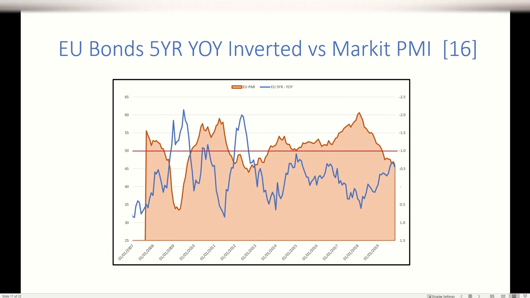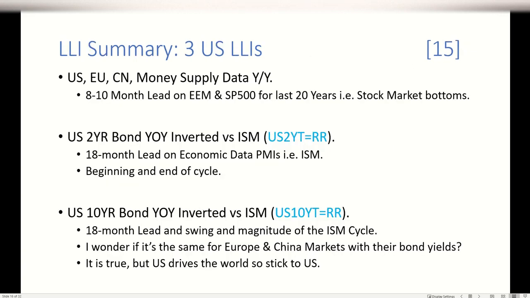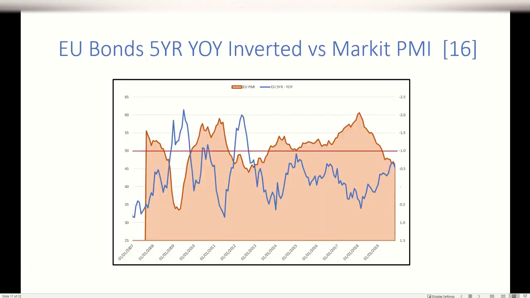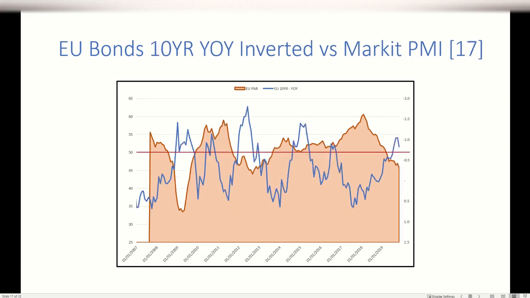So does this also work? The inverted bond yields that we've been going on about, does it work for other regions? Of course it does. So here's EU bond year over year versus the market PMI. Again, it shows the inflections, but at a greater rate.